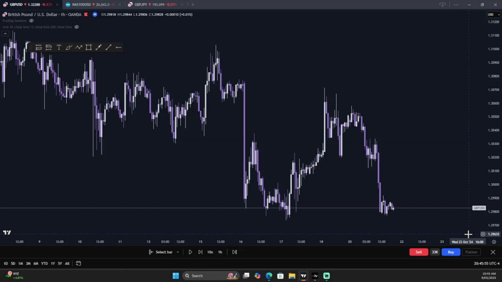Now, the last thing that I do want to touch on very briefly is fair value gaps. I'm not going to go into a whole lot of detail simply because this does fall under more so price action than it does market structure. However, it does influence price as well as the trend.